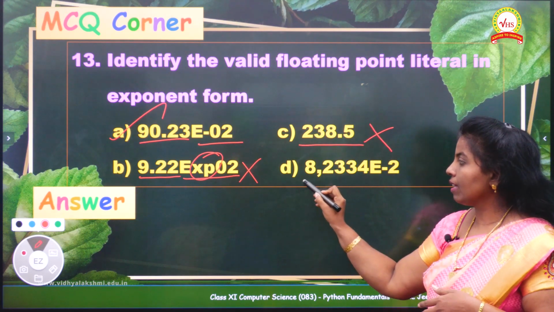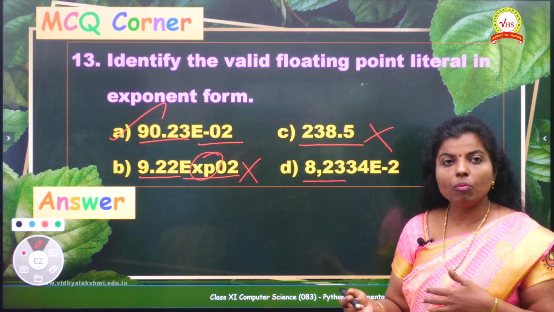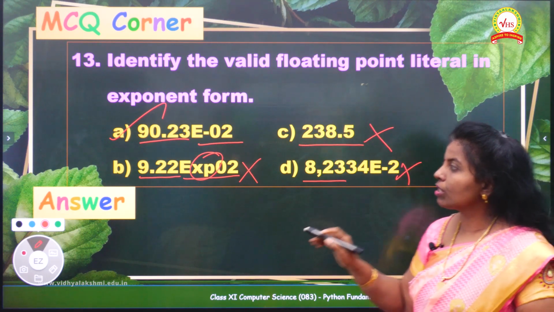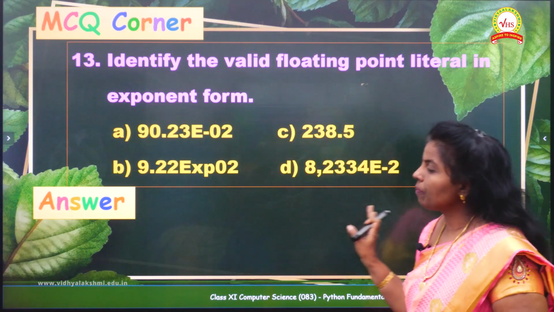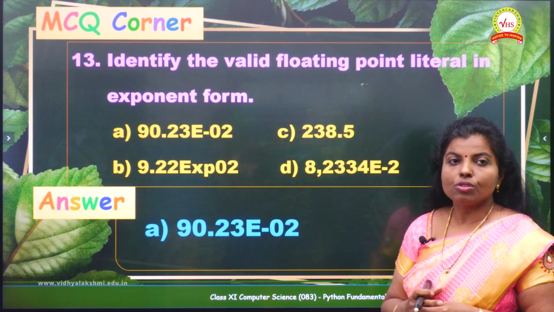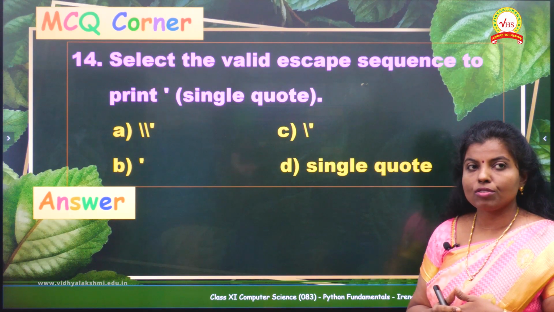If you see option D, there is a comma in it. So we cannot consider this as a floating point literal in exponent form. So the correct option is going to be option A, 90.23E-02. So this is going to be the correct answer for this question. Let us move on to the next question.